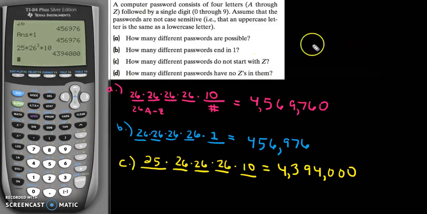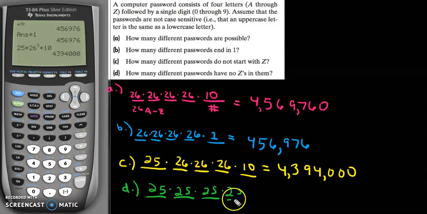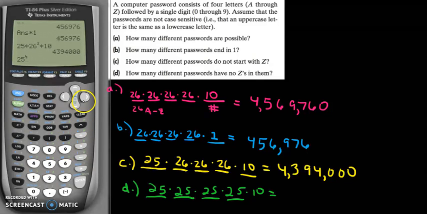All right, then the very last one, how many different passwords have no Z's? All right, so I can't pick a Z at all. So that means I only have 25 choices for my first letter. Now I only have 25 choices for my other letters too, because I've eliminated Z as a choice. And no stipulation on the number, so I still have 10 different number choices. So it looks like that comes out to 25 times itself 4 times. And then times 10 different choices for numbers.